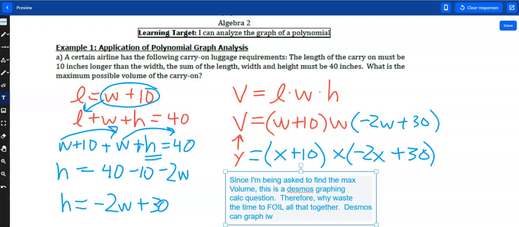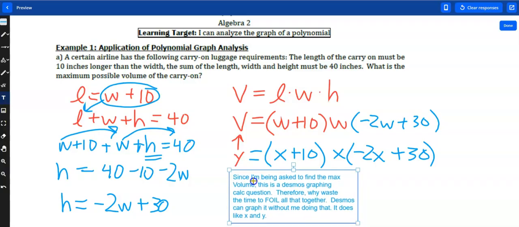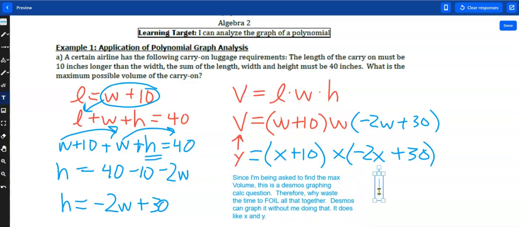Without me doing that. Now I would say this is critical. It does like X and Y for variables. So if I started throwing in V for volume and W for width, it would start questioning, okay, what is this? What is this? Okay, so let's get this thing graphed.